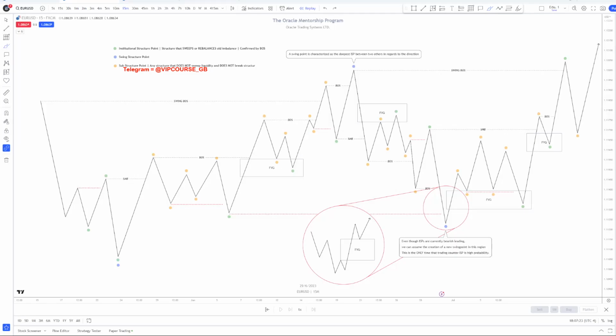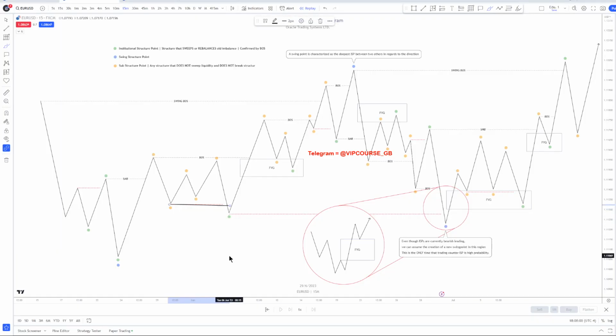The final point is that there are two types of ISPs. There's type 1 and type 2. Why this has relevance will come in a later chapter. But for now, we still want to be able to identify what type 1s and type 2s are. Type 1 institutional structure is any ISP that sweeps liquidity. Okay, that sweeps a structural liquidity.